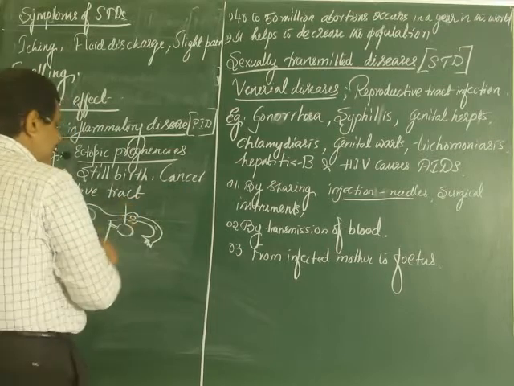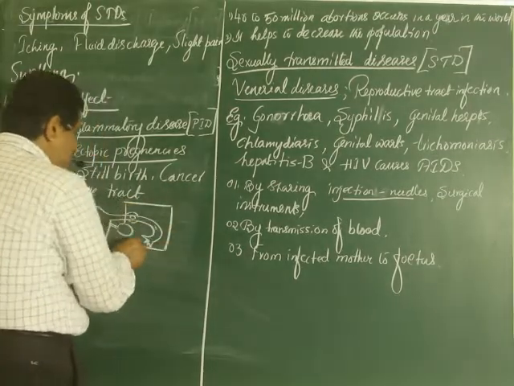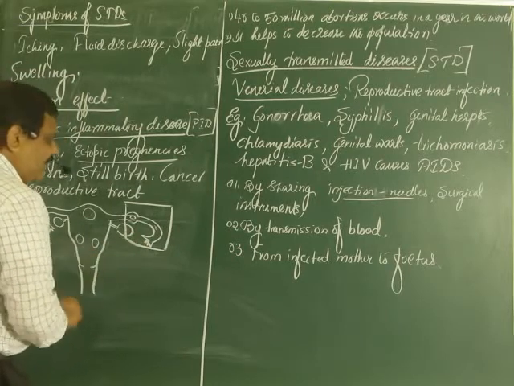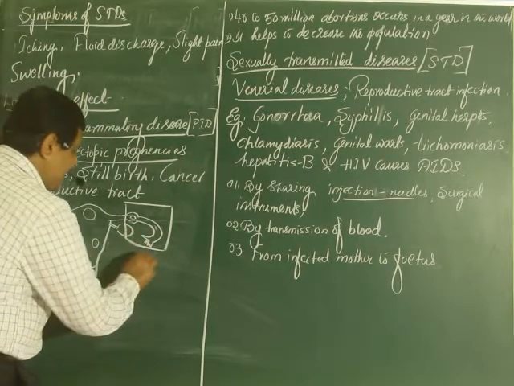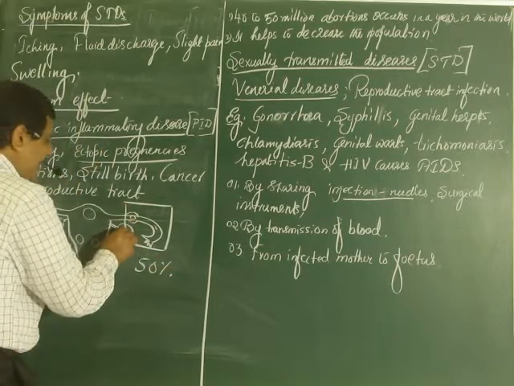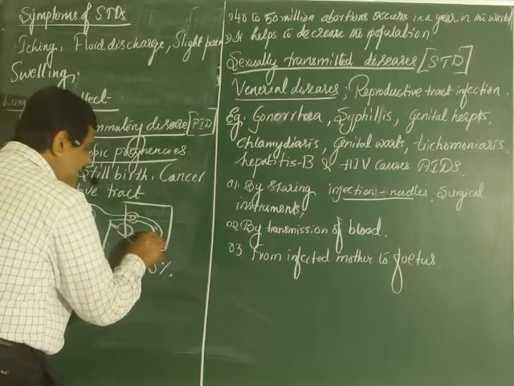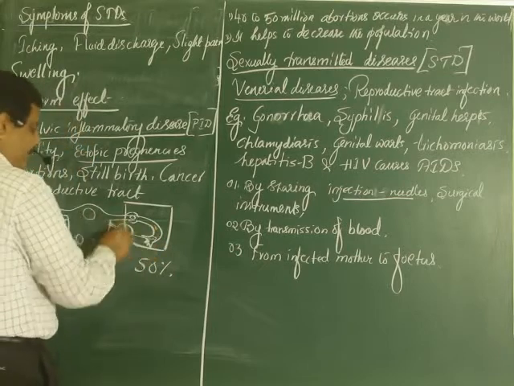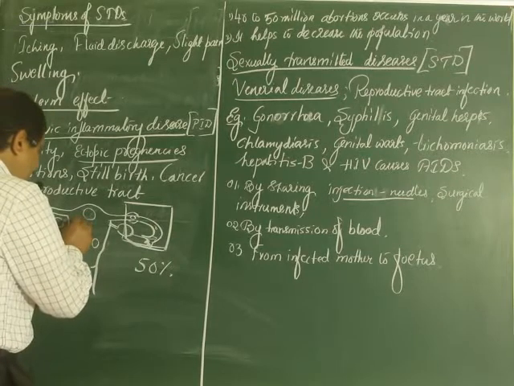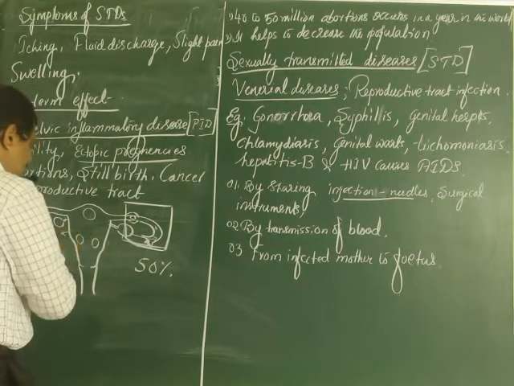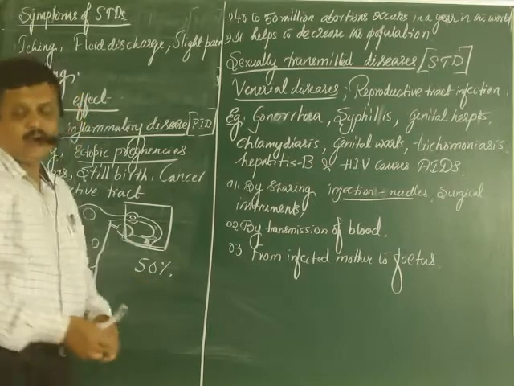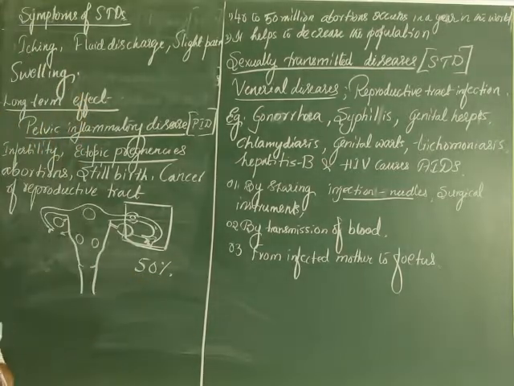So that is ectopic pregnancy. Once this portion is lost, the chance of conceiving is reduced to 50%, because then this side of the ovary can't release the egg to the oviduct, because of the removal of the fallopian tube. Only from this side the egg will be released. So this is called ectopic pregnancy.